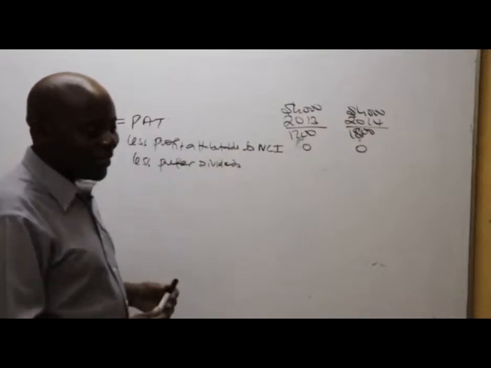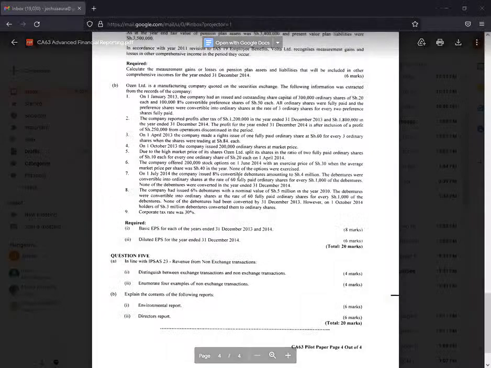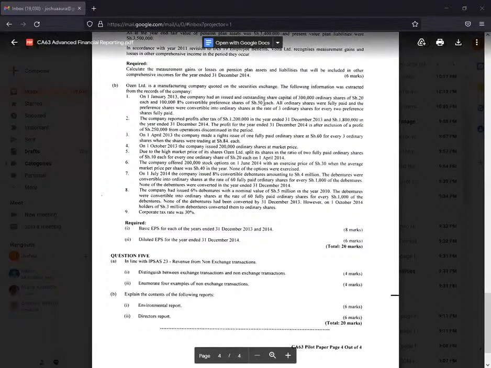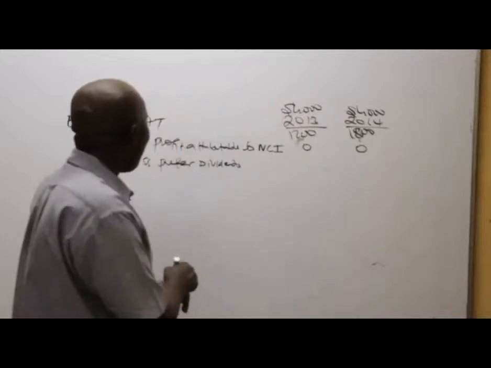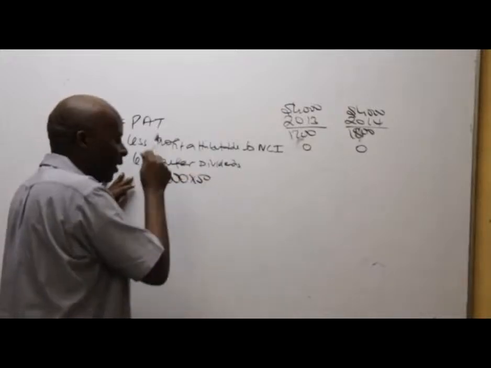Yes. So could you then kindly give me the preference dividends? Please give me the preference dividends here. Preference dividends, what do we have? There is a place they gave us preference dividends here on 1st January 2013. The company had an issued an outstanding share capital of 300,000 ordinary shares of shillings 20 each and 100,000 8% convertible preference shares of shillings 50 each. So could you kindly give me the total preference share capital? The total preference share capital ni 100,000 preference shares times 50.